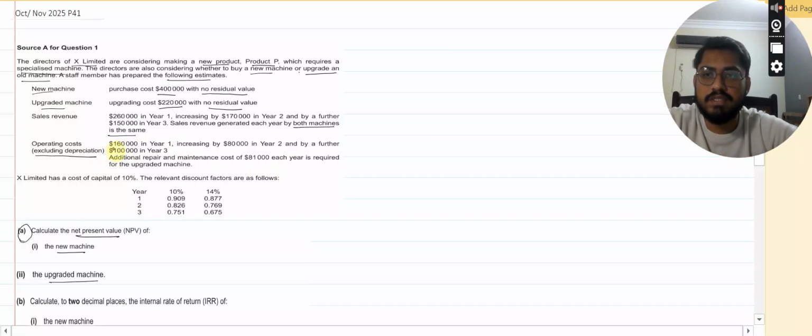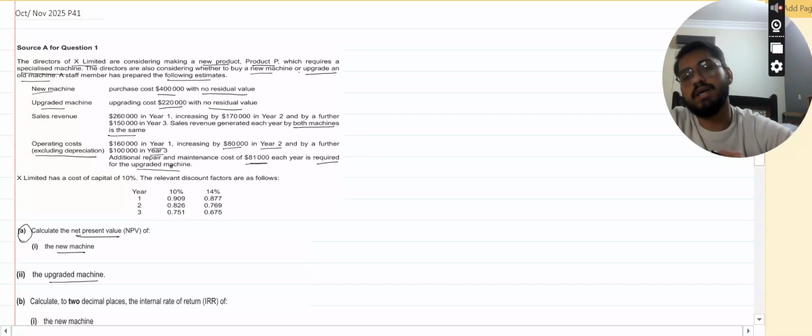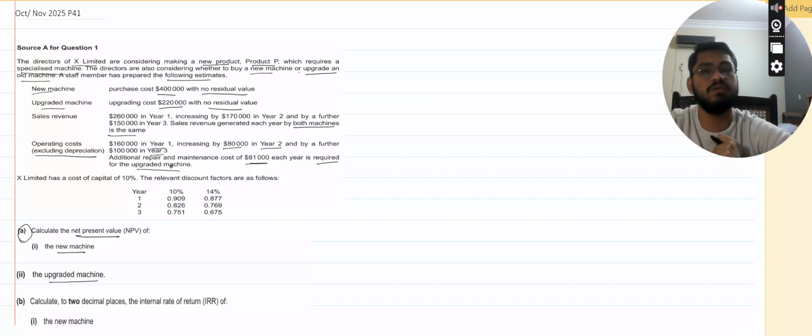Alright, so over here it says that the operating cost would be 160,000 in year 1. Then it would further increase by 80,000 in year 2. Further addition of 100,000 in year 3. An additional repair and maintenance cost of 81,000 each year is required for the upgraded machine. So when we'll be calculating the NPV for the upgraded machine, we have an additional cash outflow of $81,000 each year.